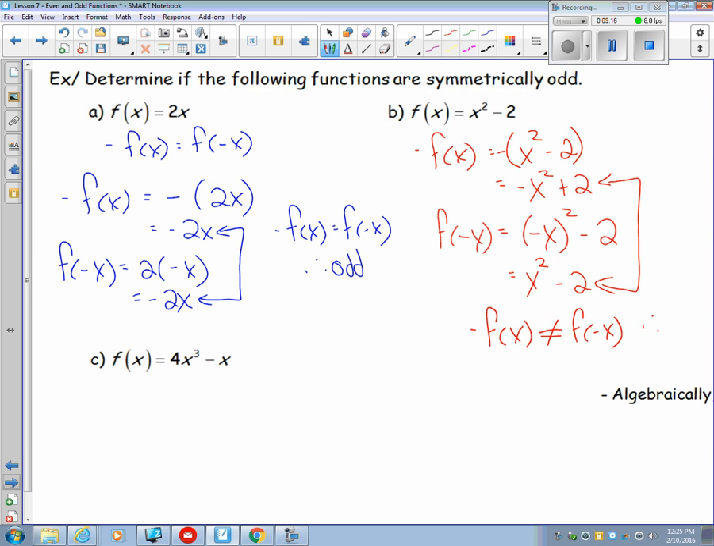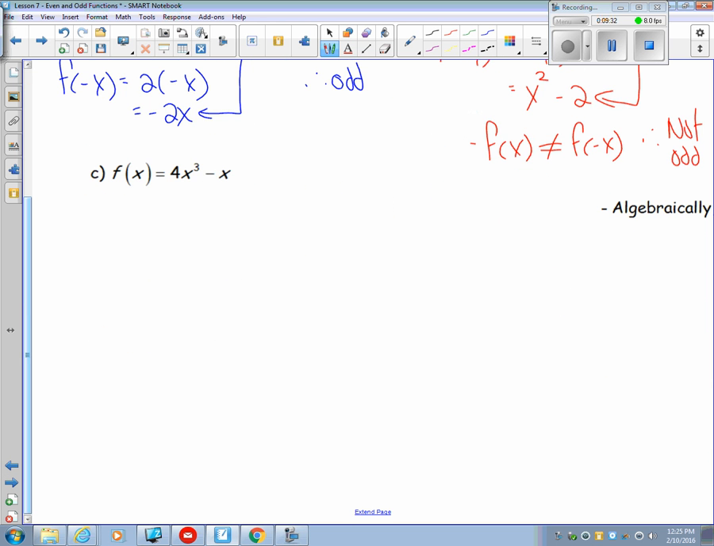This is not odd. And before you started that one, I'm hoping you recognized that this should have been an even function, right? Even exponents. Okay, so we can pretty much prove it's not odd just by thinking about it, but algebraically we have to do the math.